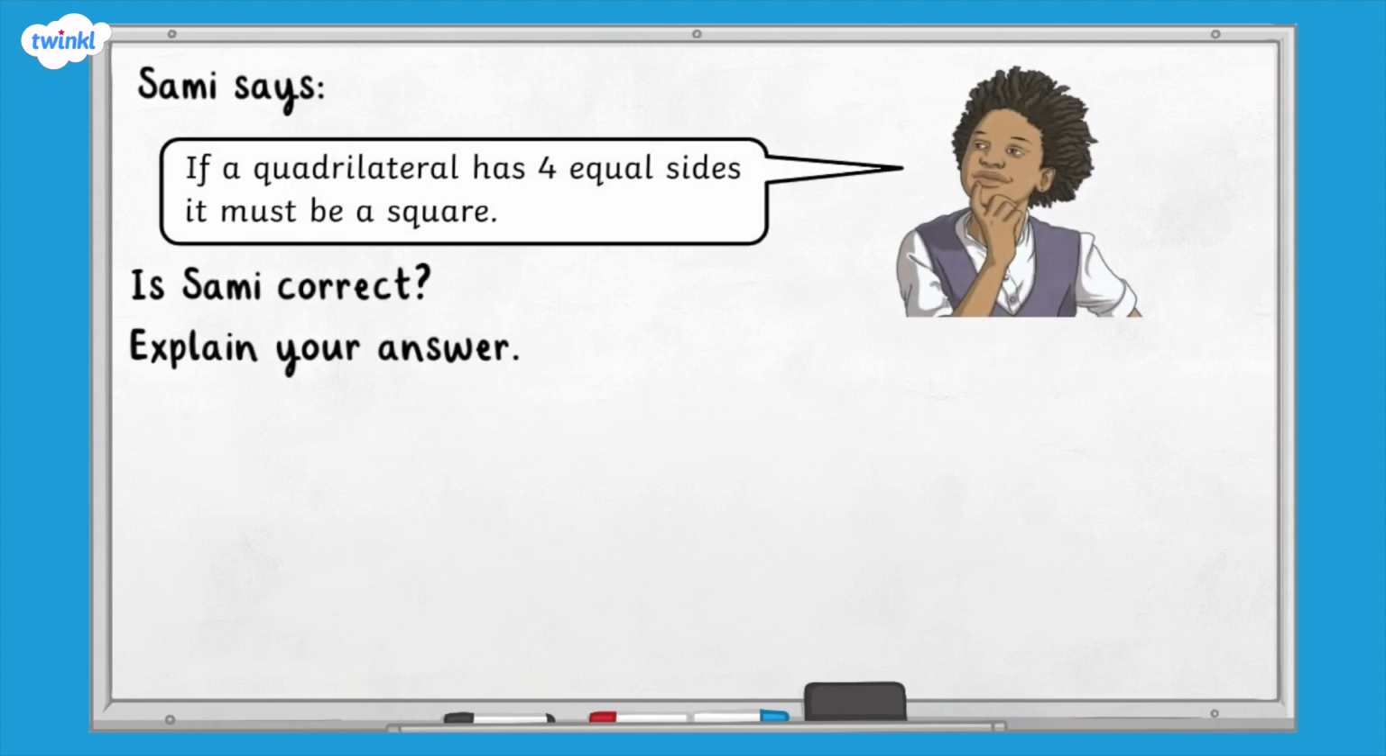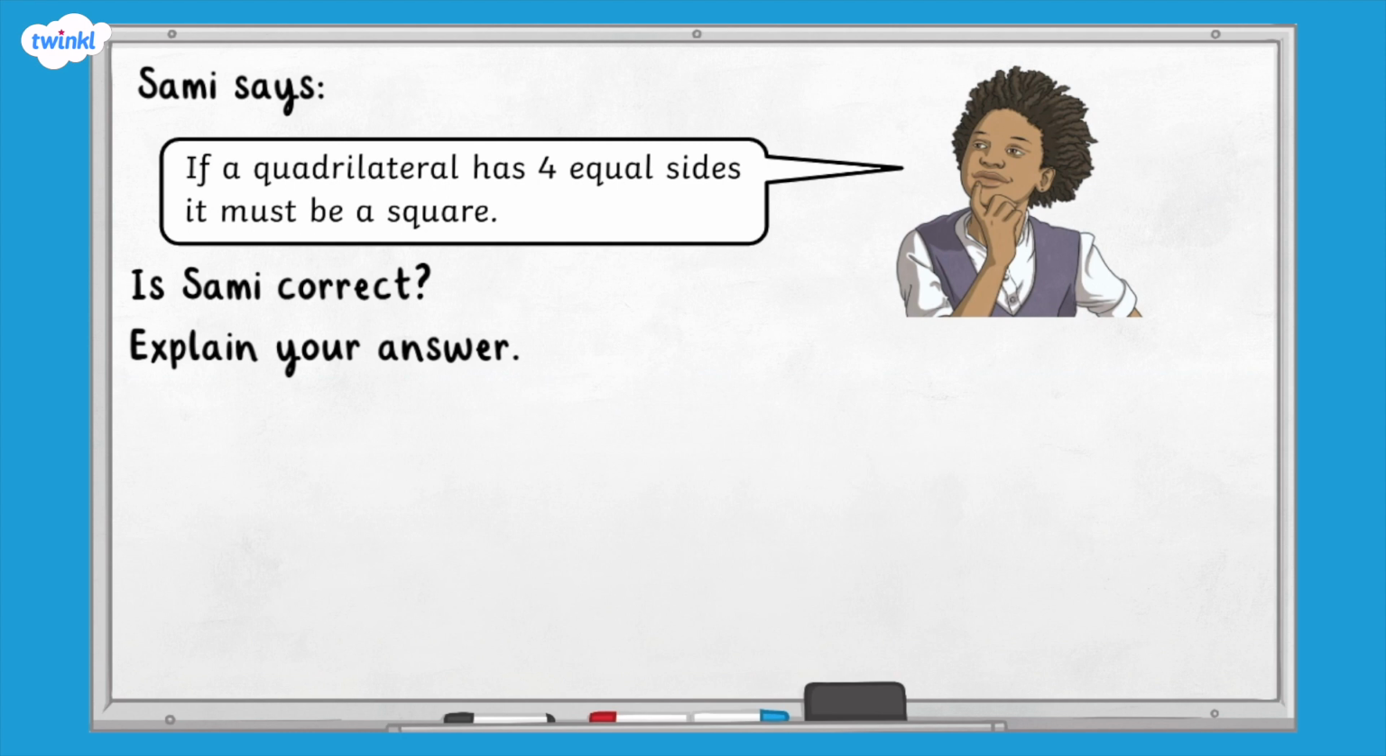Now it's time to take a look at the challenge question. Sammy says, if a quadrilateral has 4 equal sides, it must be a square. Is Sammy correct? Remember to explain your answer. Pause now while you answer the question. So, what did you decide?